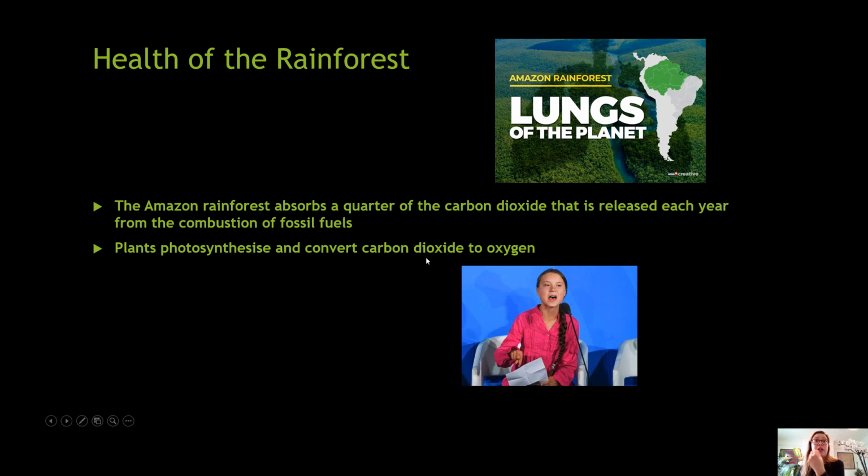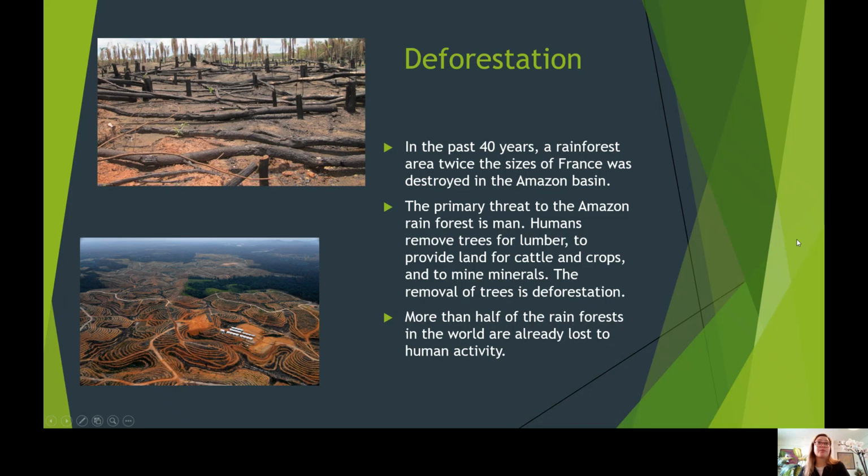Plants photosynthesize and convert carbon dioxide to oxygen. So this is why people often refer to the Amazon rainforest as the lungs of the planet, because they convert carbon dioxide to oxygen, thereby reducing greenhouse gases in the atmosphere. Now, remember, last term we learnt about Greta Thunberg, this young Swedish climate activist who is fighting against climate change, and she is an advocate speaking out against deforestation of the Amazon rainforest because it is so vitally important in our fight against climate change.